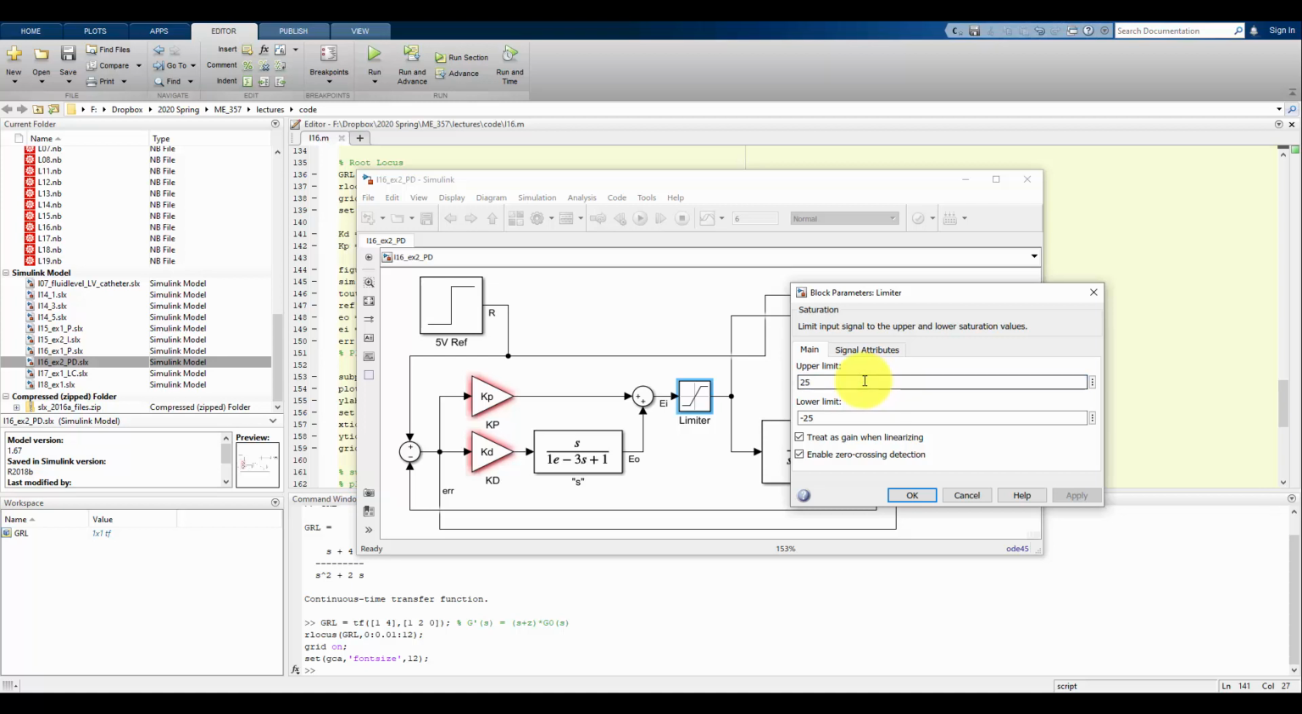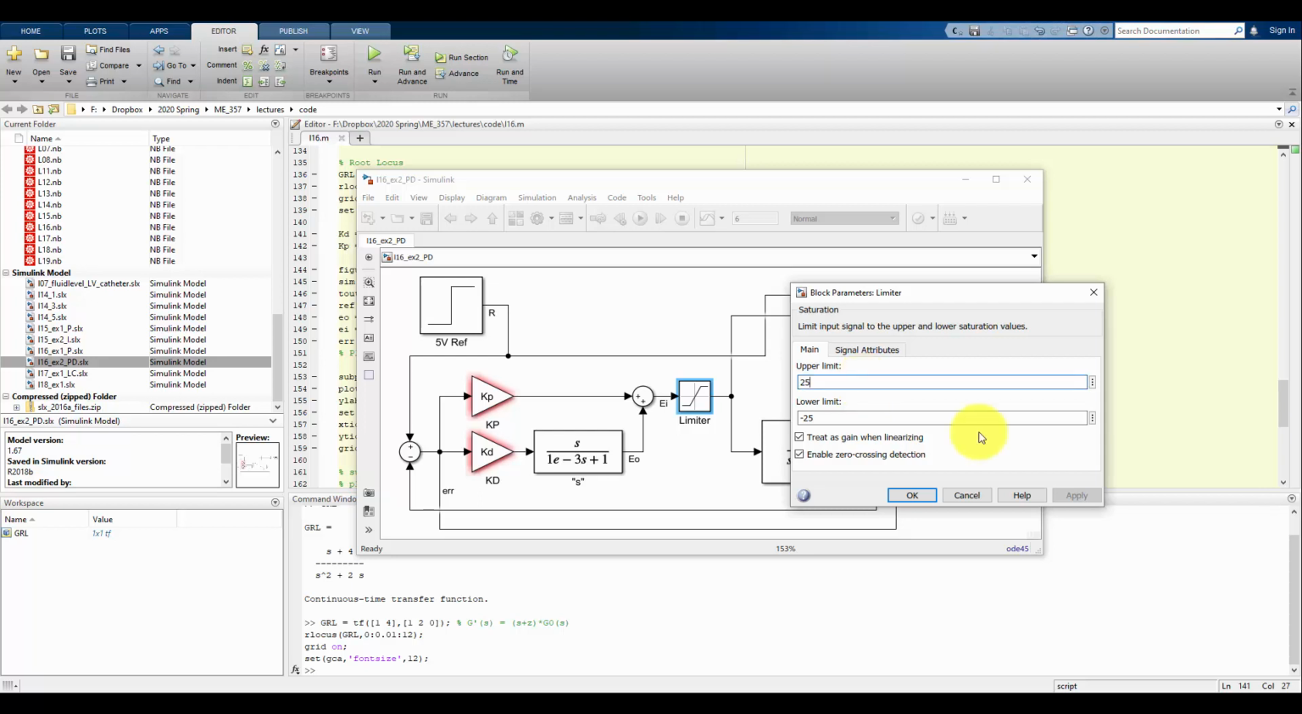Now, just putting 25 and negative 25 here arbitrarily, in a real system, you could put in practically the most voltage, the most force, the most whatever the input is that your input system can actually handle. This step is optional, but makes it a little bit more real world. But this issue is going to happen anytime we're using a derivative in our controller.